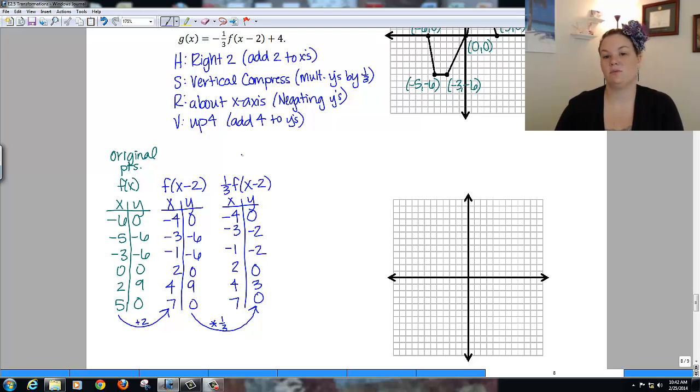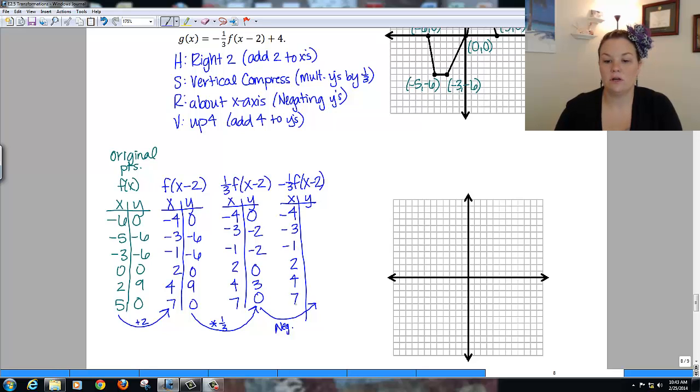My third transformation is a reflection about the x-axis. So now I have negative 1/3 f of x minus 2. Let me write my function correctly. So now, going from my last table to my new table, all I have to do is take those y values and negate them. In other words, change the signs of my y's. So my x's are still negative 4, negative 3, negative 1, 2, 4, and 7. And I'm going to take all my y's and just change their signs.